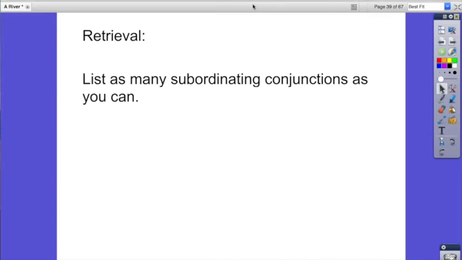Good morning, Year 4. Let's start with our grammar focus this morning. I want you to list as many subordinating conjunctions as you can.